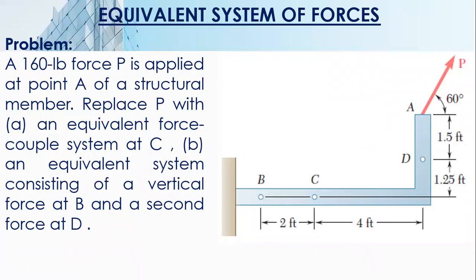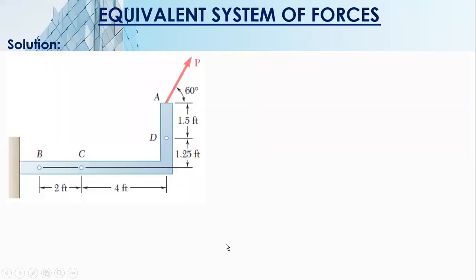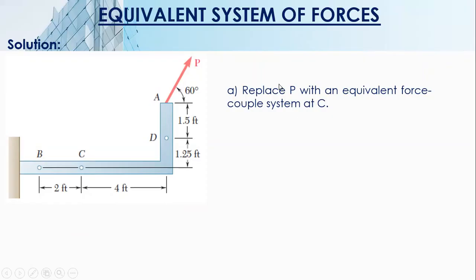Another problem. A 60-pound force P is applied at point A of a structural member. Replace P with an equivalent force couple system at C. Similar to the previous problem. But for letter B, replace P with an equivalent system consisting of a vertical force at B and a second force at D. So let us start with letter A. Letter A is replace P with an equivalent force couple system at C.